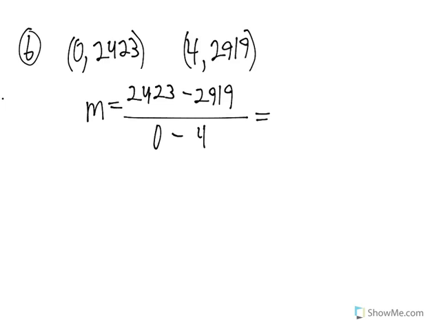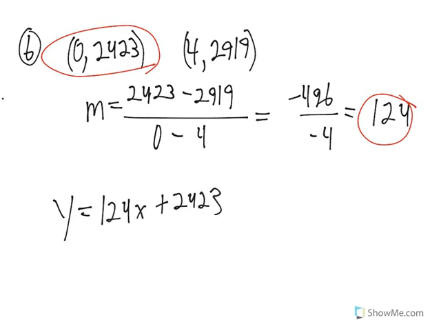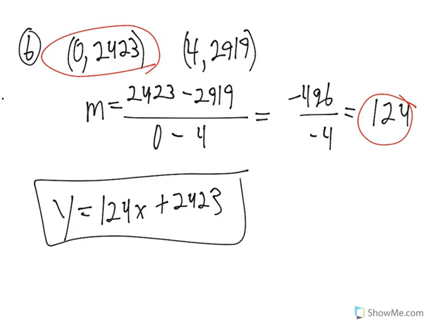So 2423 minus 2919 is negative 496. Divided by 0 minus 4, which is negative 4. And so when you divide by negative 4, that reduces to 124. So there's the slope. And again, check it out. There's the y-intercept, there's the slope, so we just put it in y equals mx plus b form. y equals 124x plus 2423. And we are done. Number 7.